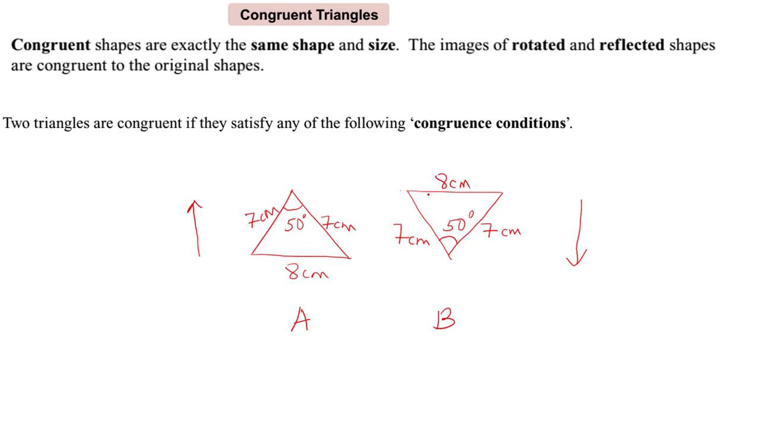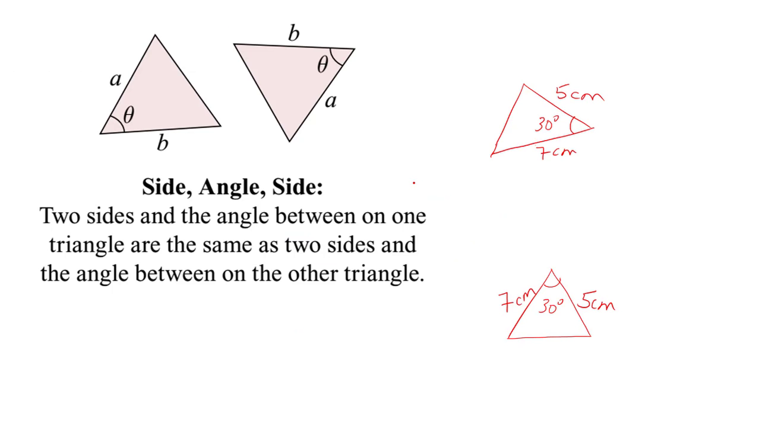So these two triangles are exactly the same shape. One is just upright, the other one is upside down. Now, if that's the case, then you say that these two triangles are congruent. They're exactly the same size. They're just tilted in different directions. So congruent shapes are basically the same thing. Now, how can you tell if two shapes are congruent in maths? There are four conditions that they can satisfy.